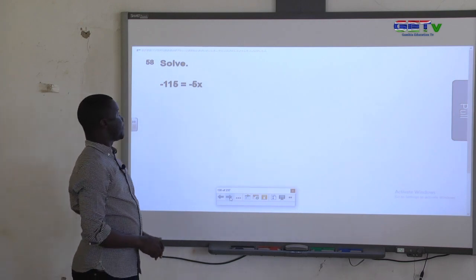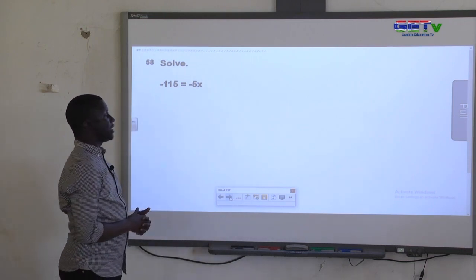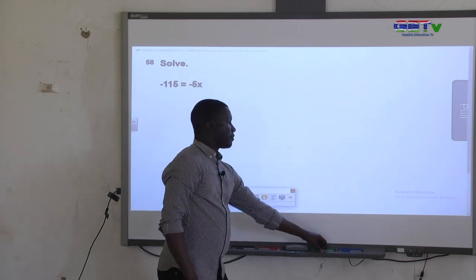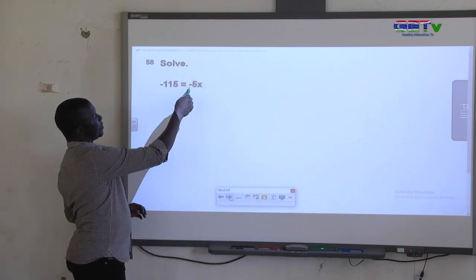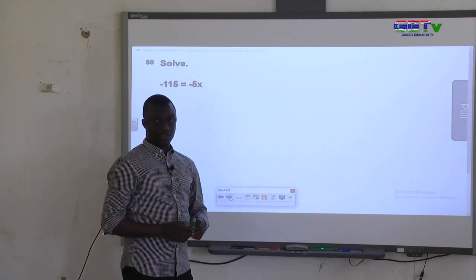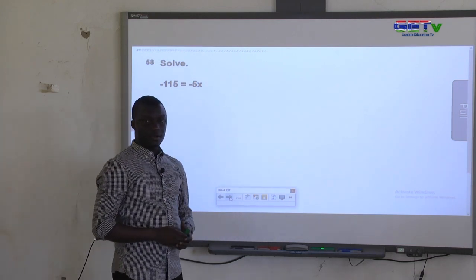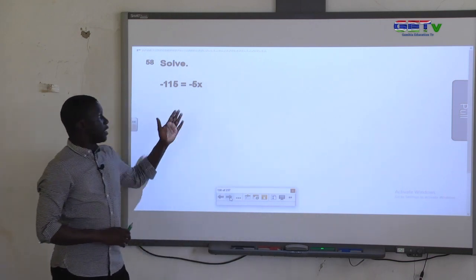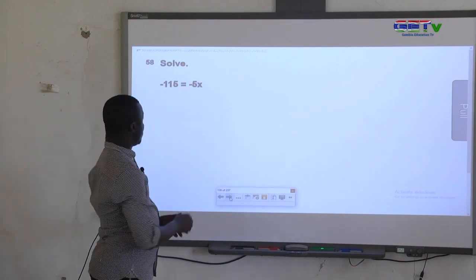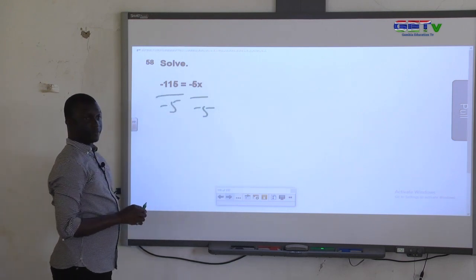Solve negative 115 equals negative 5x. As we said before, this means negative 5 times x. So the operation here is multiplication. Therefore, the inverse of multiplication is division. That way we will divide both sides by negative 5 in order to isolate our variable. So let's divide here by negative 5 and divide here by negative 5.